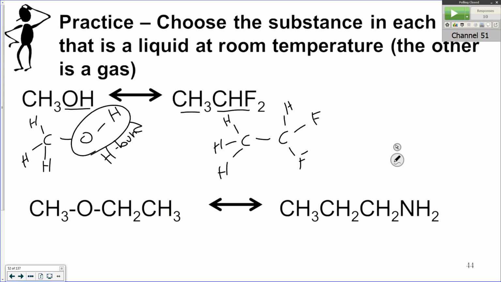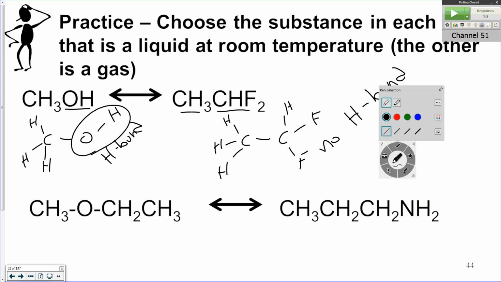They're not bonded to the hydrogen. That's exactly right. So no H bonds, because those fluorines are attached to carbon, not hydrogen. So the question is, of these, which one is going to be the substance that's a liquid at room temperature? It's going to be the one with the highest intermolecular forces. It would be this one, because it can H bond.